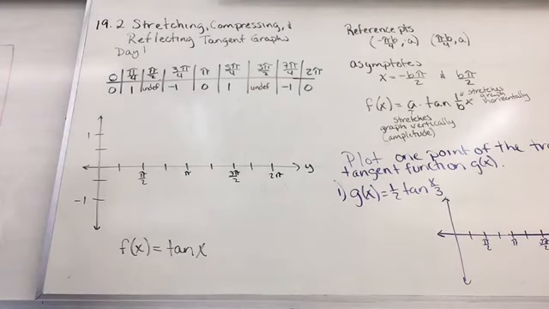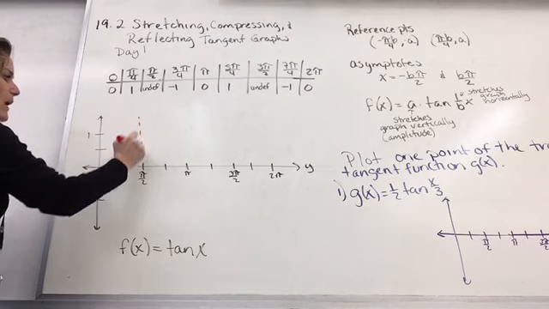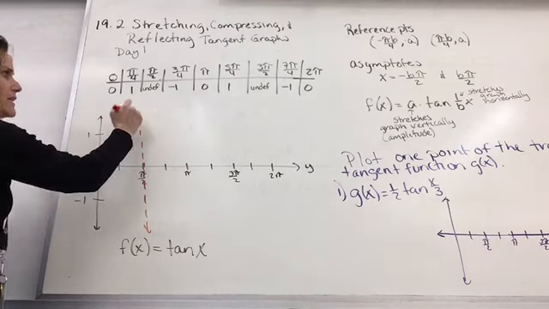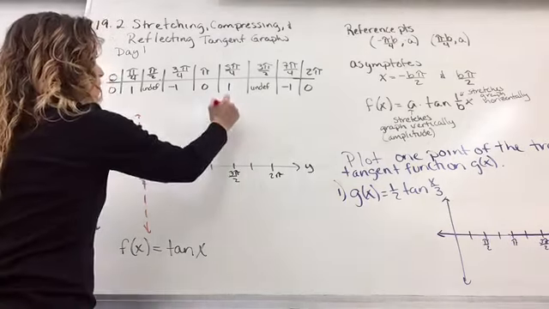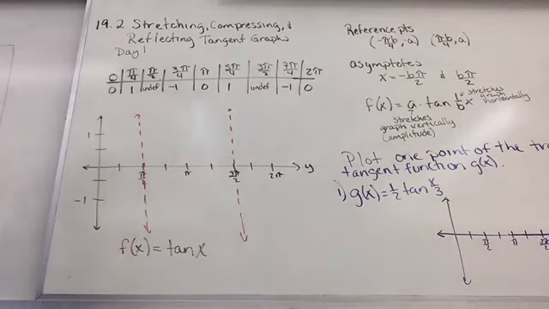So we can't divide by 0, we get undefined, which means we do have some asymptotes in the tangent function. Our first asymptote is at pi over 2, so we're going to jot that down, and at 3 pi over 2. That means our tangent graph is going to be fragmented because the different pieces are not going to touch each other.